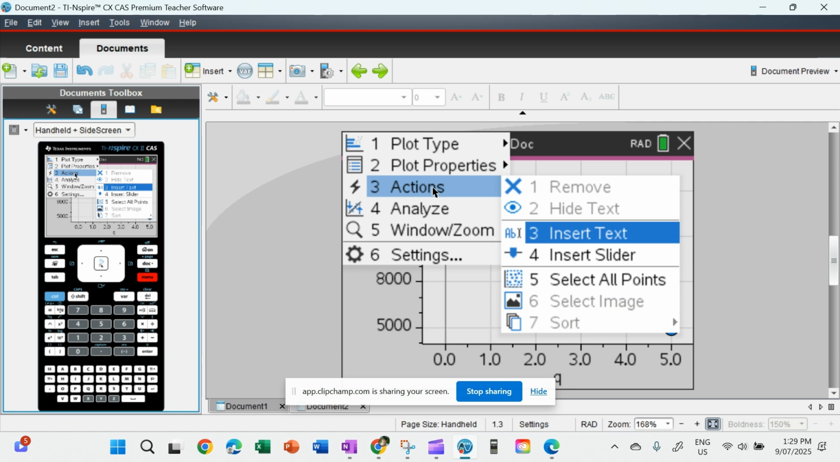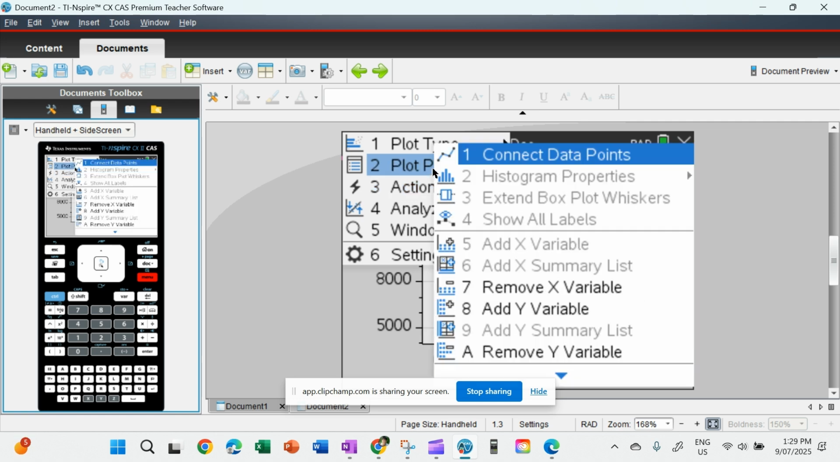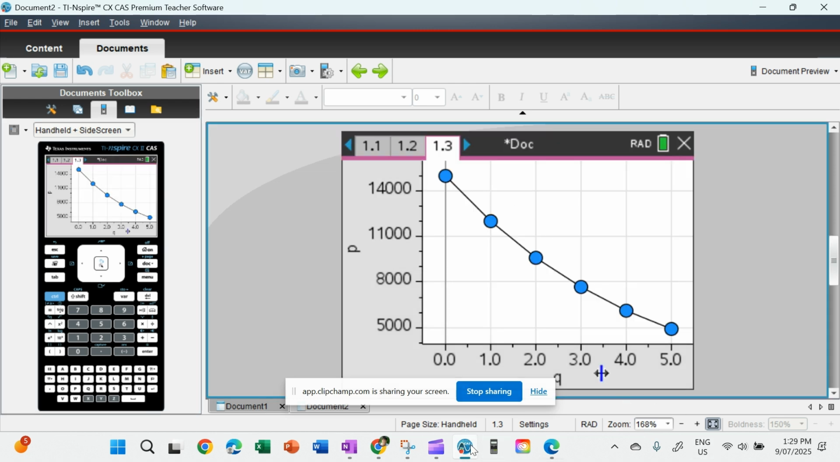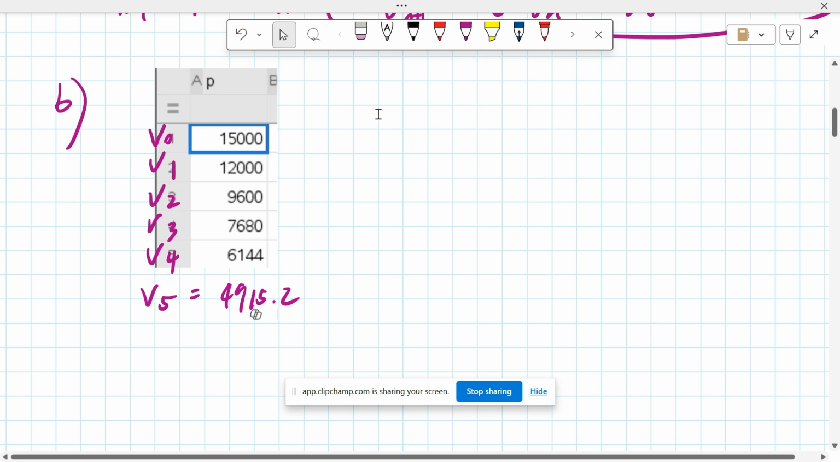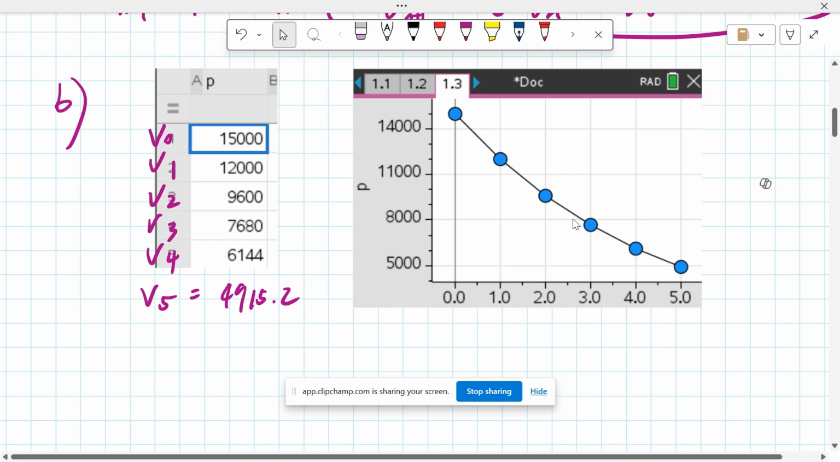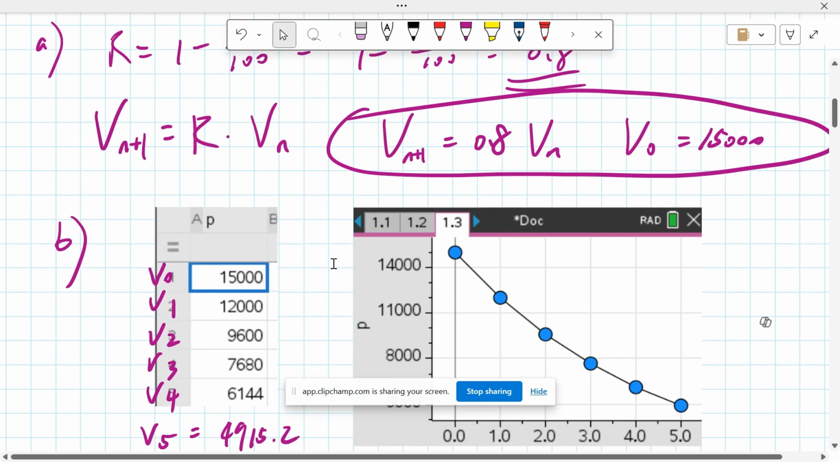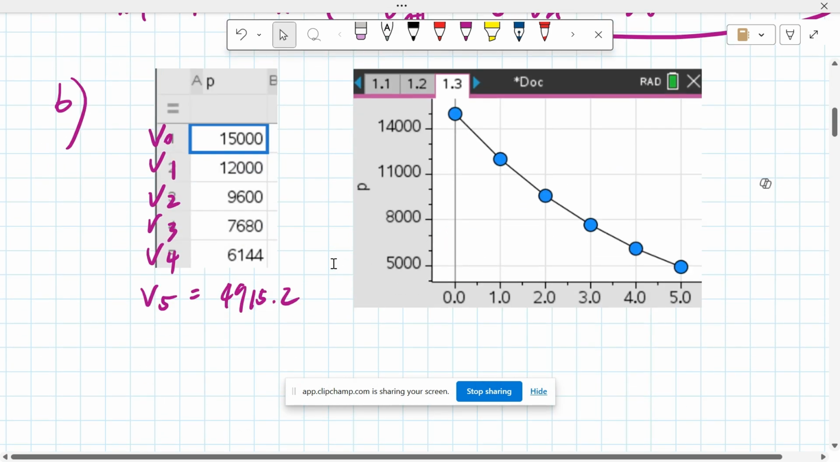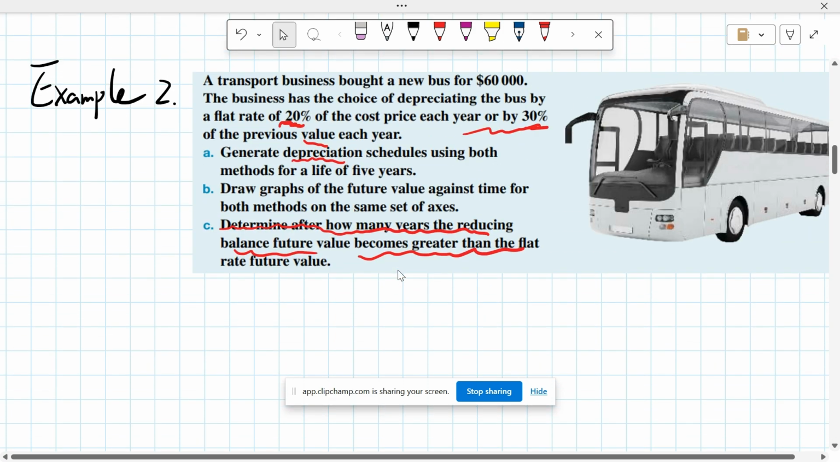basically this is how you find out to see the line. This is how you draw the graph of the reducing balance as the fundamental part. Hopefully that makes sense. So that's how you draw the graph as well. That finishes all the questions.